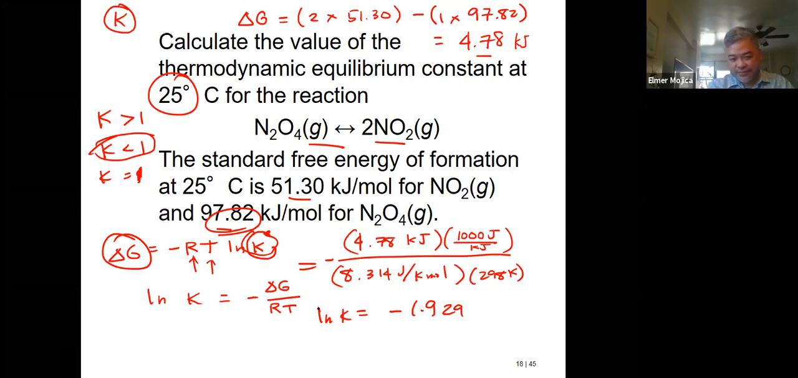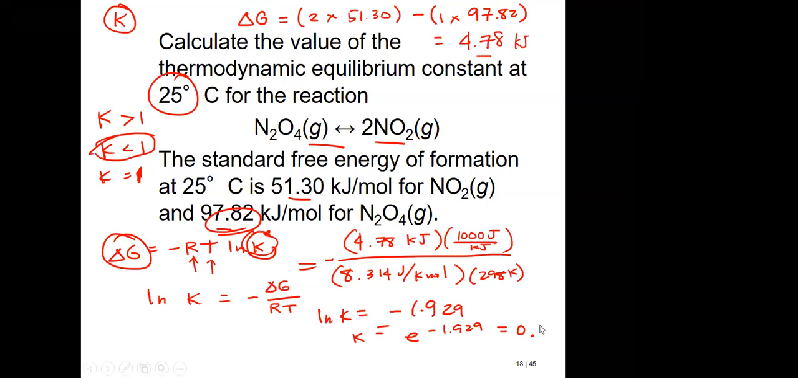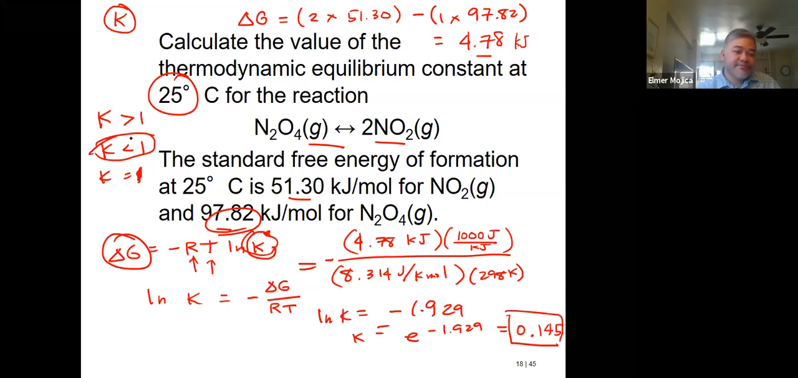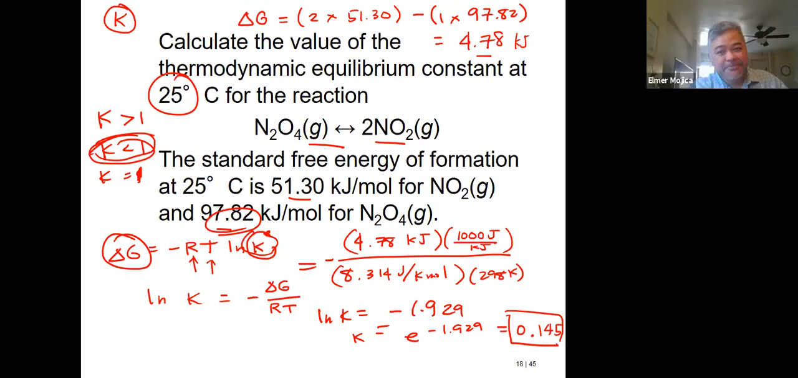You get e raised to the 1.929, so you have their K. And that would be equals to what? What do you get? 0.145. So does it make sense that the K is less than 1? Yep, because that's what we predict based on the given delta G. Okay?